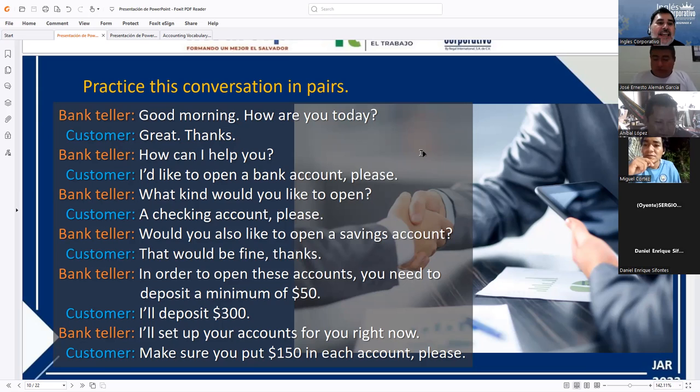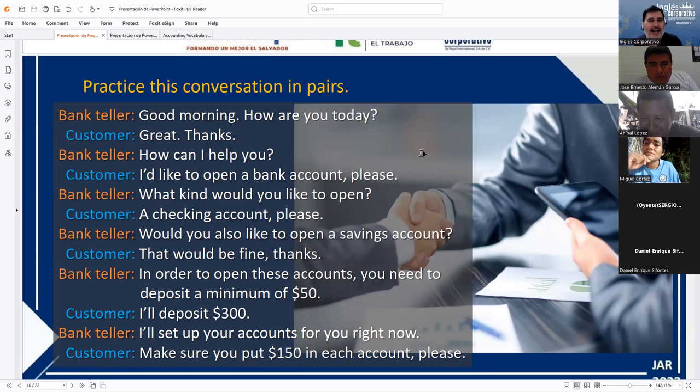Notice that we have a savings account, no saving account, savings account. Savings is a department where you deposit money. You deposit money for you to make it grow for the future, right? That is savings. And the other account is checking account.